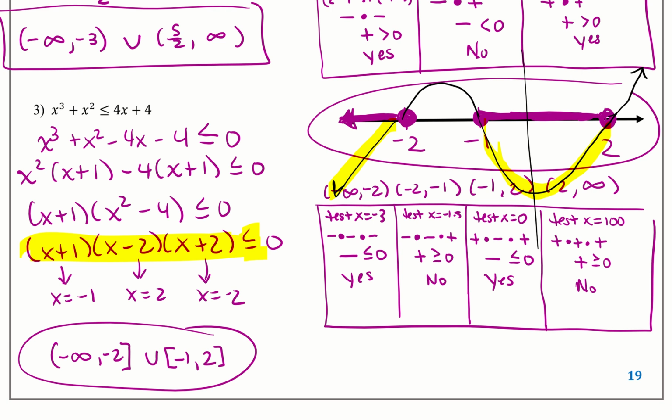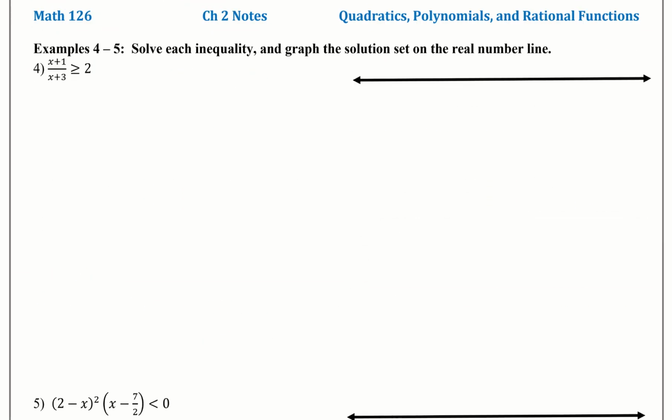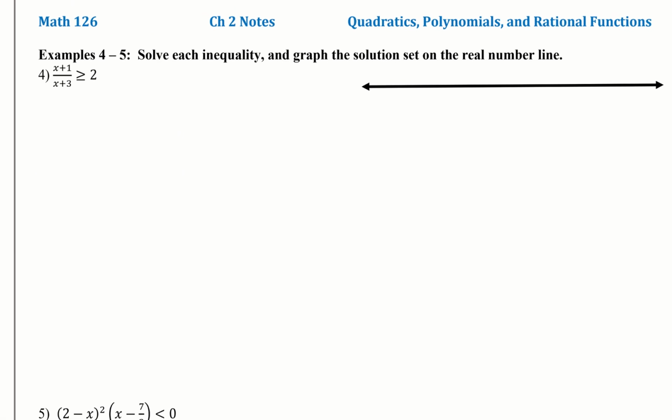So if you know enough about the graph to be able to draw a sketch by using the zeros and end behavior, then you can kind of avoid the table. And that's a totally appropriate method as long as you feel like you understand it. All right, let's take a look at these rational functions.